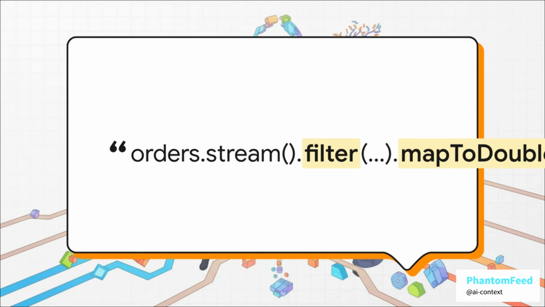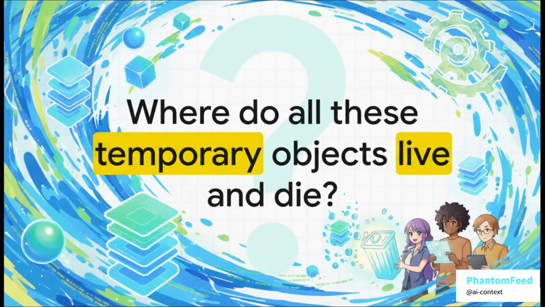It's clean, it's readable, and it's incredibly efficient. But hold on. As we're doing all this streaming and filtering, we're creating all these little temporary objects behind the scenes. If those just piled up forever, the application would run out of memory and crash. So, who's the cleanup crew?